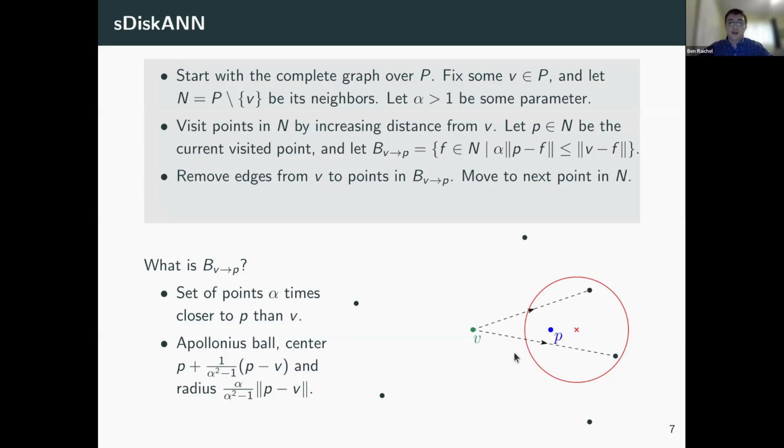So I do this at P, then I go to all the neighbors and do this, and then I go to all the vertices in the graph and do this. This is why you get up to this cubic time.